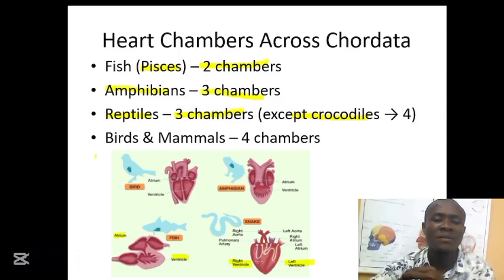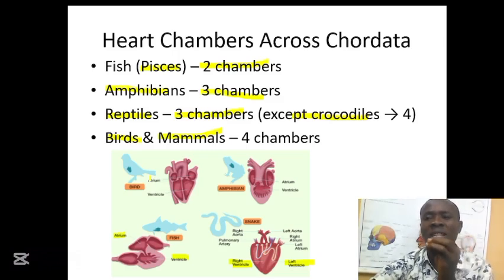And we have the mammals and we have the aves, in which we have the birds. They have a four-chambered heart. They have the left and the right atrium, and they have the left and the right ventricle. For them, the septum that is dividing the left and the right ventricle is completely dividing it, not as in the case of reptiles, in which it is just dividing it halfway, not completely. So in mammals and aves, there is no mixing of oxygenated and deoxygenated blood.